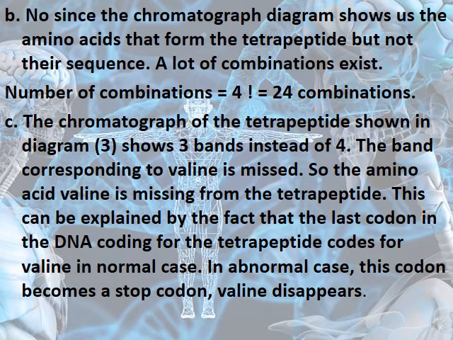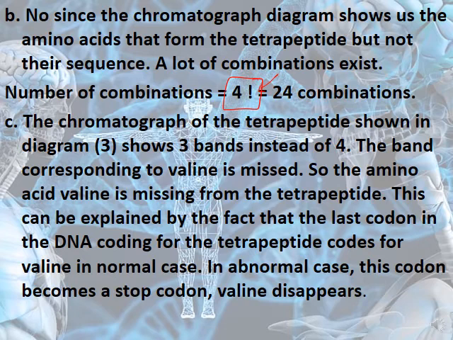Part B, they said, can we find out the sequence of this tetrapeptide? Surely not, because we have only the names of these amino acids, so we can't find out the sequence. We have a lot of combinations. How can we find out the number of combinations? It's 4 factorial. From now on, the exclamation mark is called factorial. This is in math. You got it in math, I think. So 4 factorial is 4 times 3 times 2 times 1, so it's 24 different combinations.